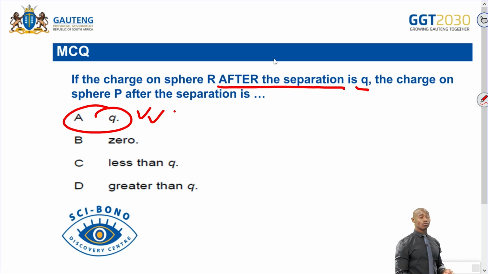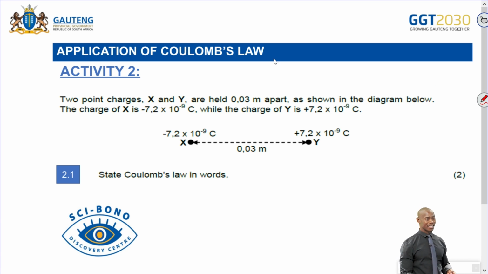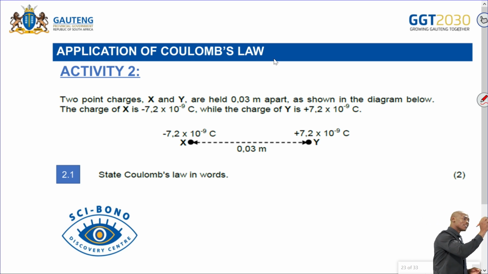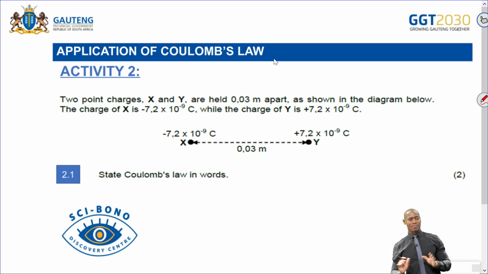Okay, so these were multiple choice questions. Now let's focus on the structured questions, because we'll also get structured questions under Coulomb's law. So 2-point charges X and Y are held 0.03 meters apart as shown in the diagram below. The charge of X is negative 7.2 times 10 to the power negative 9 coulombs, while the charge on Y is plus 7.2 times 10 to the power negative 9 coulombs. What is nice about this question, there is no need for us to convert. The charge is in coulombs, the distance is in what? Is in meters. We are safe.